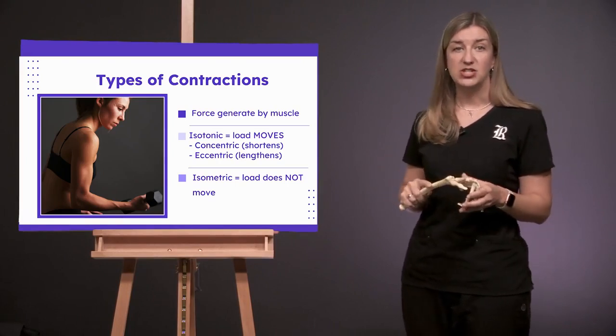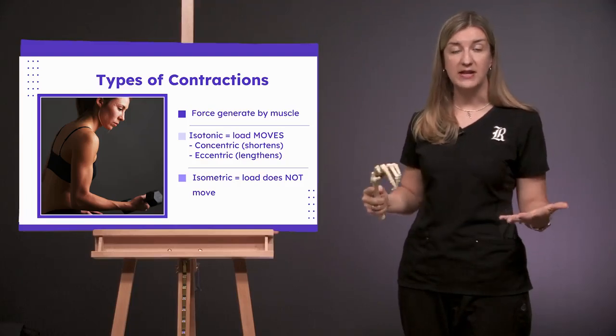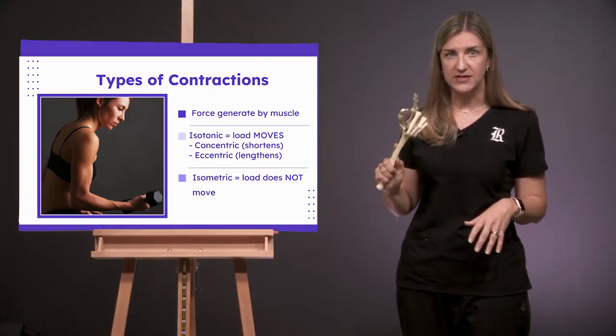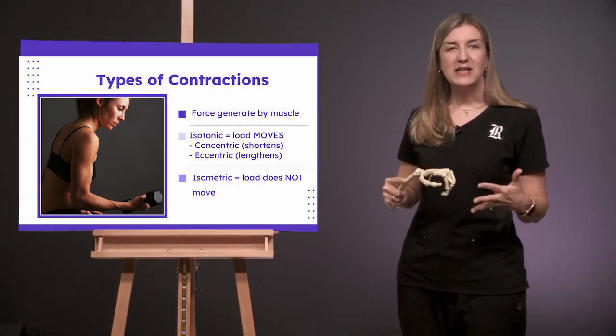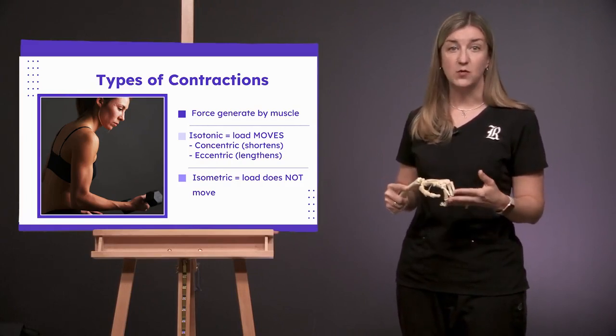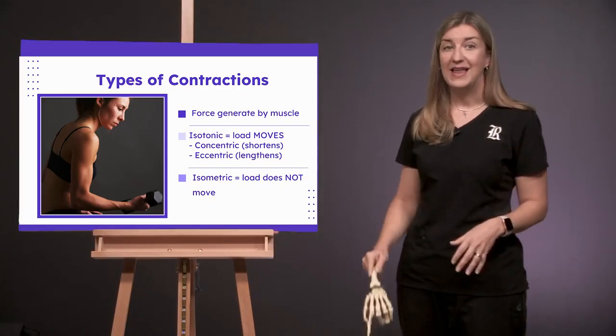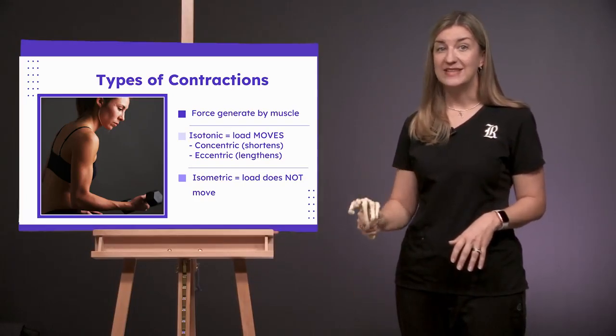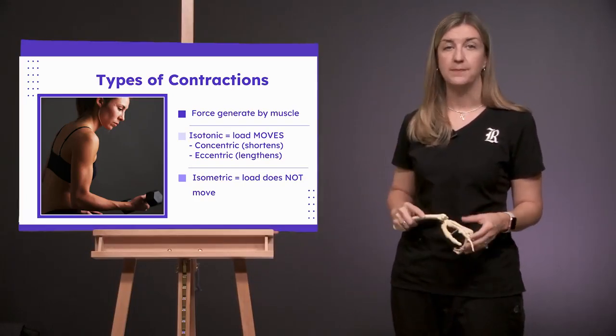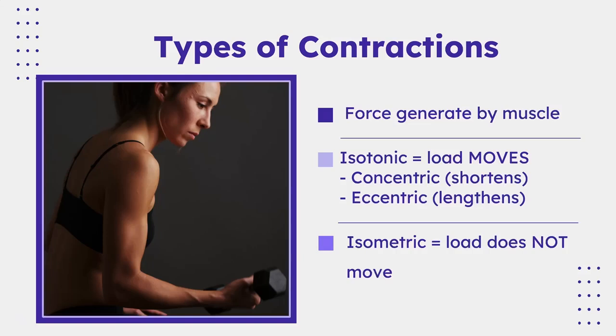We know that muscle tension is the force generated by a muscle to make it contract. However, did you know there are different types of muscle contraction? In isotonic muscle contractions, the muscle generates force and the load moves. Lifting the skeleton arm is an example of an isotonic contraction. However, isotonic contractions can be further subdivided into concentric and eccentric contractions. With a concentric isotonic contraction, the muscle shortens as it is generating force. With an eccentric isotonic contraction, the muscle lengthens as it's generating force.